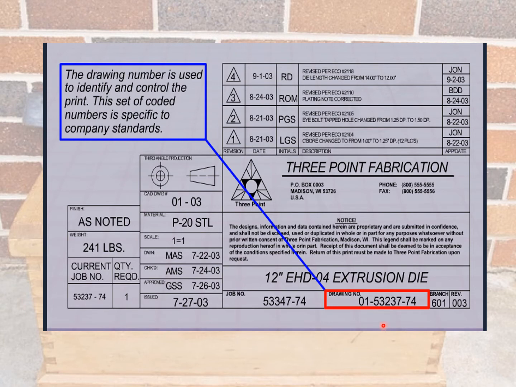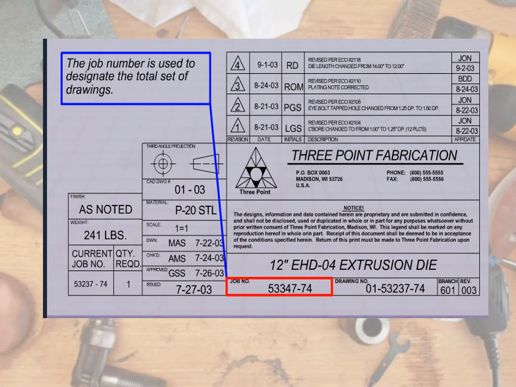Another important piece of information that's included is a drawing number. And again, drawing numbers are specific to companies, the way that they set up their numbering systems. Sometimes you might see a job number, so what has to happen out in the shop for the part.